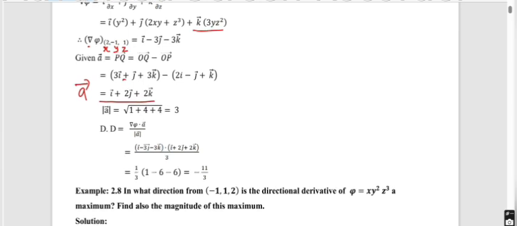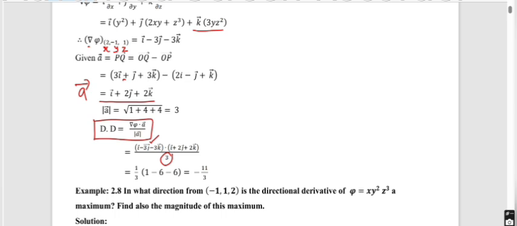Here the formula for directional derivative is del phi into A vector by modulus of A vector. Now we have the answer for del phi is i vector minus 3j vector minus 3k vector, into A vector, which is i vector plus 2j vector plus 2k vector, divided by modulus of A vector, which is 3. Now we multiply these two, that is del phi into A vector, we have 1 minus 6 divided by the modulus of A vector, 3, that is minus 7 by 3.